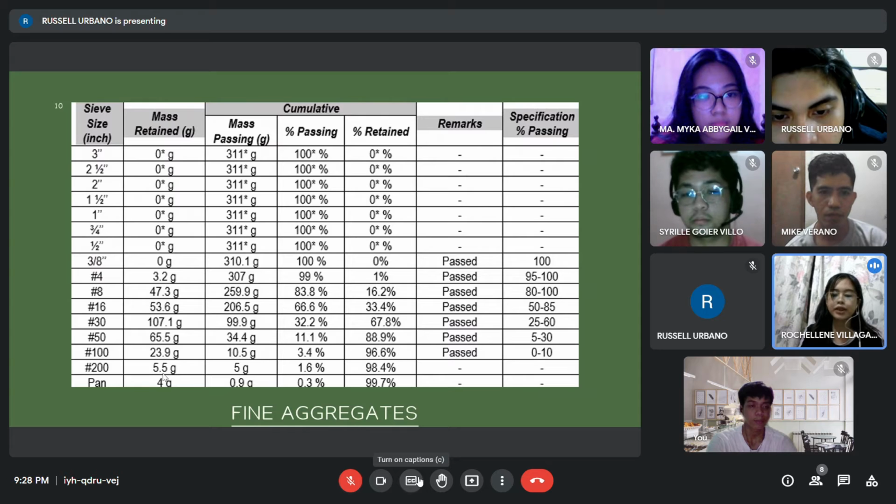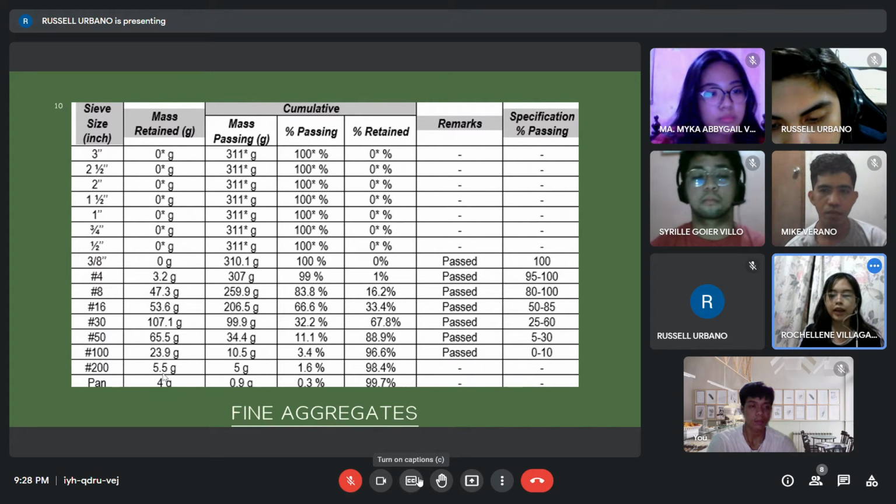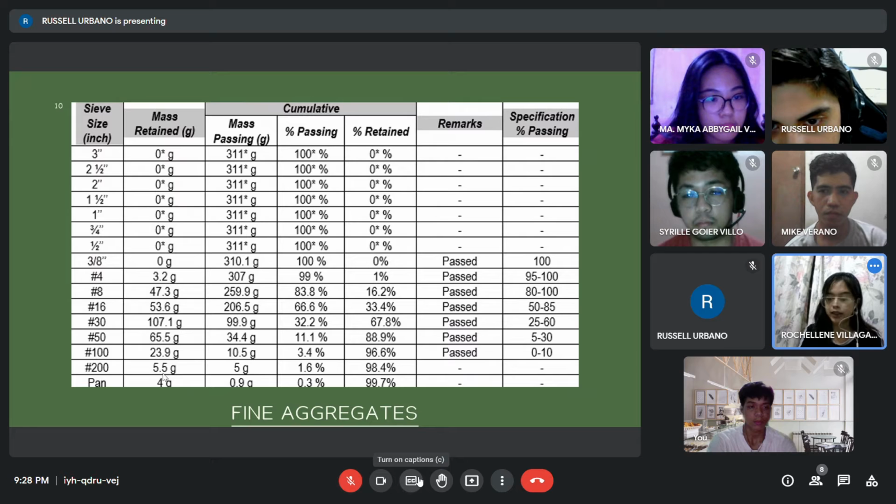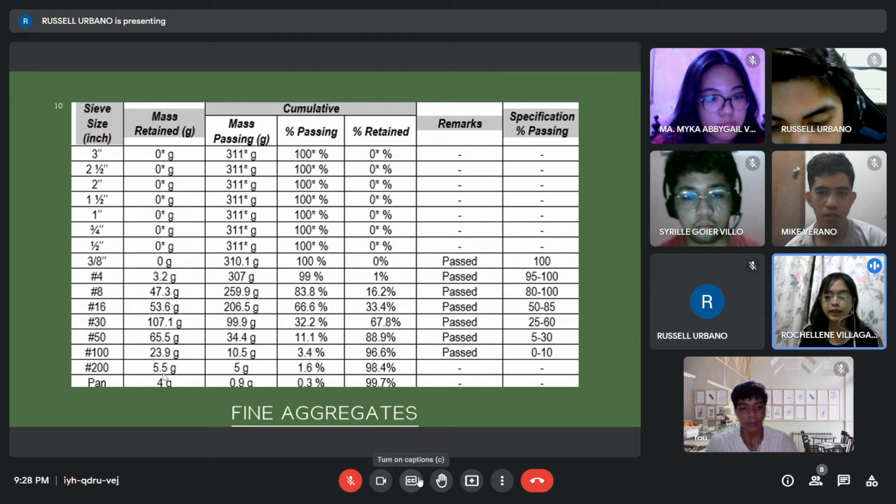Also, in getting the percent passing, we use the formula 100 minus the cumulative retained. 100 minus 1 equals 99%, and 100 minus 16.2 equals 83.8%, and so on and so forth. Moreover, you can see in the second to the last column, which is remarks, all the data written are passed because the cumulative percent passing reached or qualified as we base on the specification percent passing.